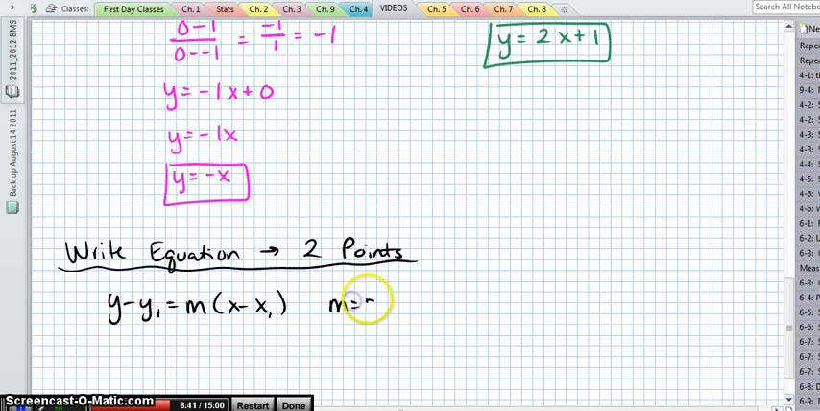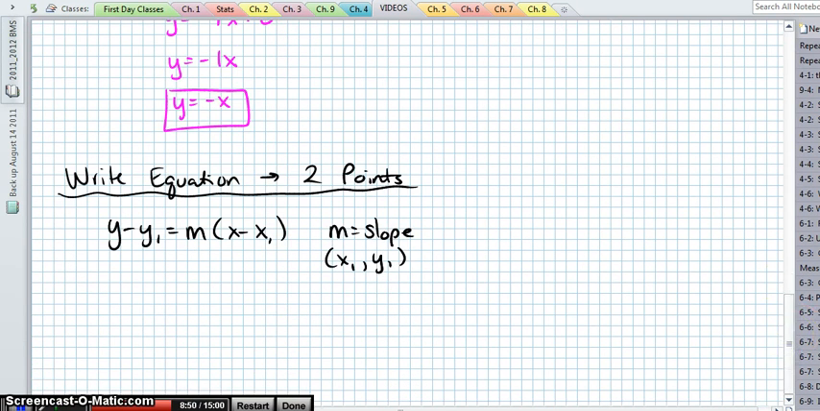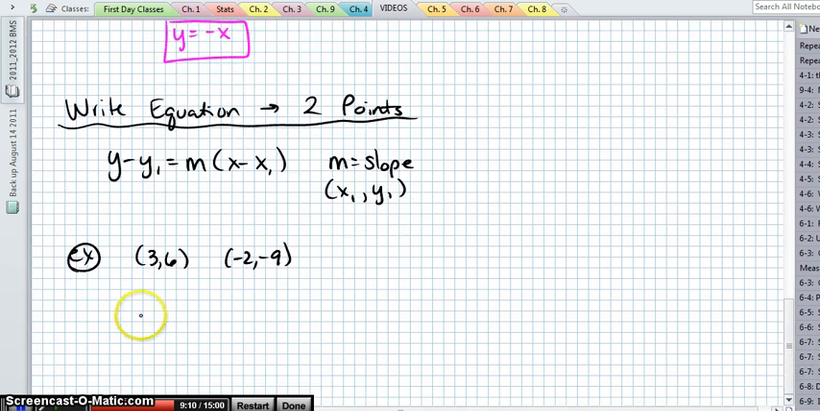So m represents the slope, and you have 1 point x1, y1 that happens to lie on the line. So for example, let's say I tell you that 3, 6 and negative 2, negative 9 lie on the same line. You could go ahead and graph it and go through the steps that we just went through, but that takes more time. So let's work a little bit more efficiently. The first thing you need to do is find the slope. We've been doing that a lot. So let's calculate the slope.